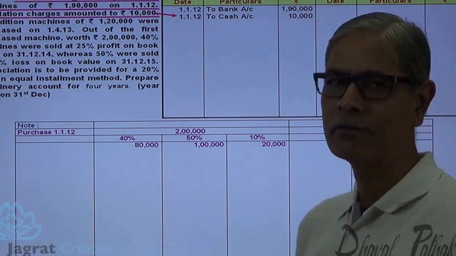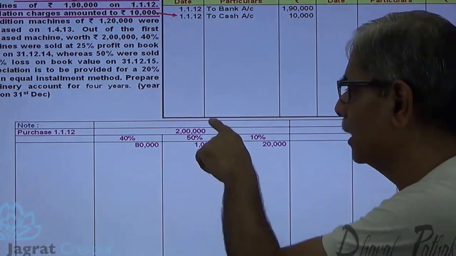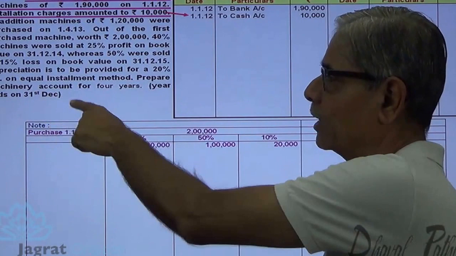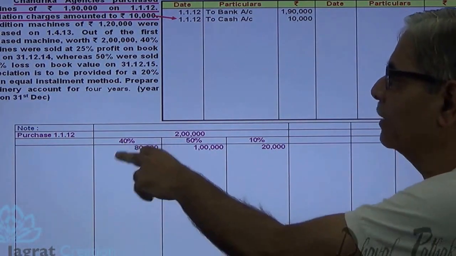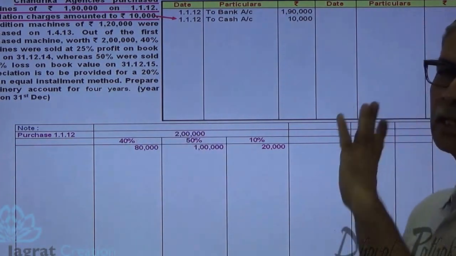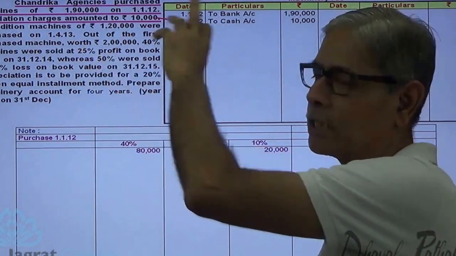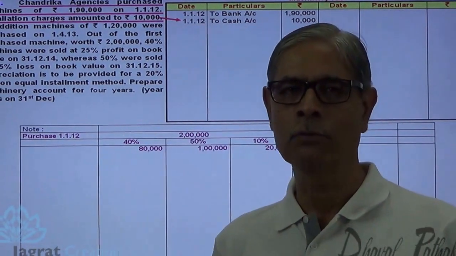Now this is purchased on 1/1/2012. This portion is sold on 31st of December 2014, so after 3 years. This portion is sold on 31st of December 2015, so after 4 years. So annual depreciation is to be provided from 1/1/2012 to 31st of December. So first year annual depreciation will be provided at the rate of 20% by straight line method. The other machine is not purchased in 2012. It has been purchased in 2013. So I am required to close my machinery account for 2012.